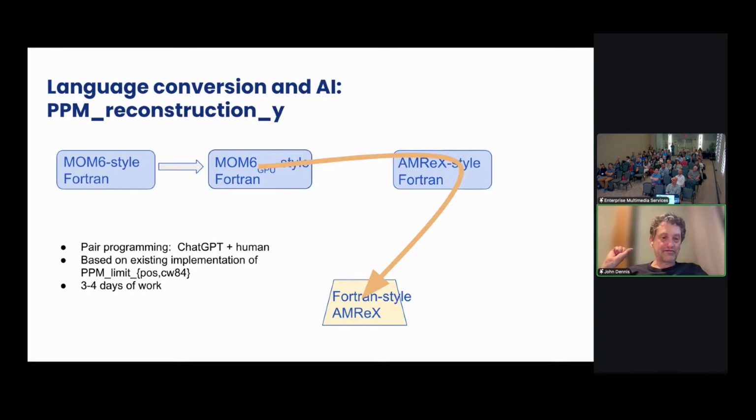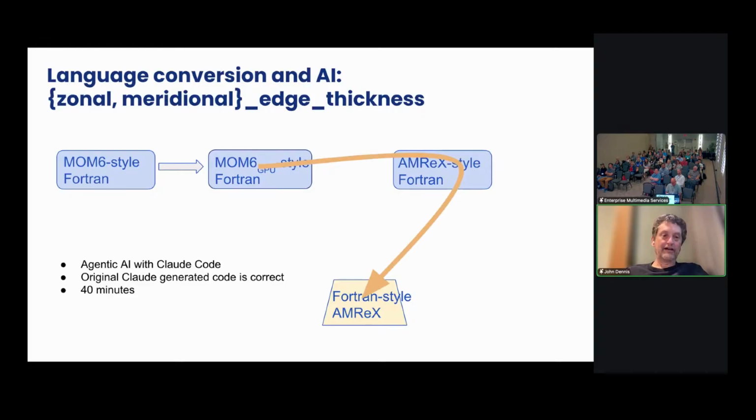Basically, once we got an idea on how to do it, then we redid it again with ChatGPT. This was about 3 to 4 days of work. Then there's this thing called agentic AI, where you can ask an AI to do the work for you, and you give it basically instructions. And so now we're down to about 40 minutes to do this conversion. So that's a real strong enabling technology.